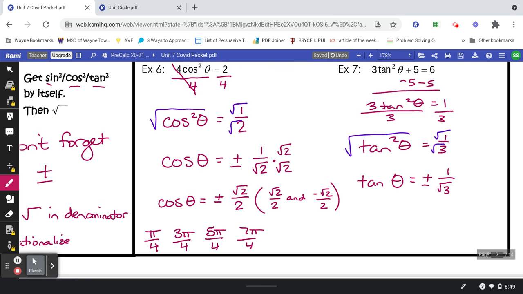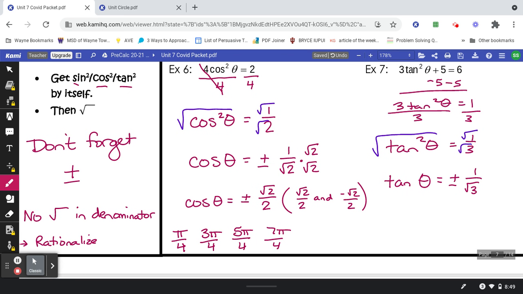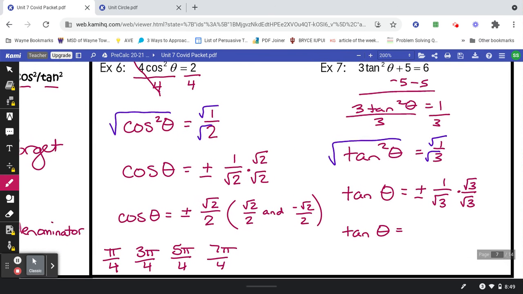And then we rationalize. No square roots in the denominator. So multiply by radical 3 over radical 3. All right, plus and minus the square root of 3 over 3. And again, at this point, you should always end up with something that's on the unit circle. If you get an answer right here that's not on the unit circle, you've made a mistake somehow.